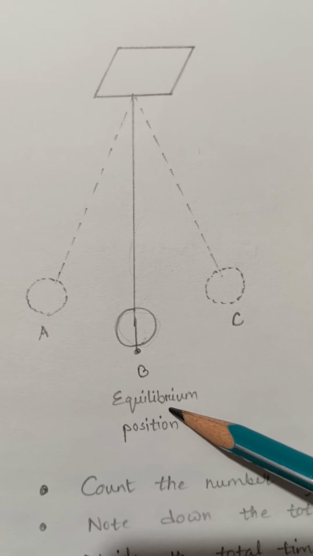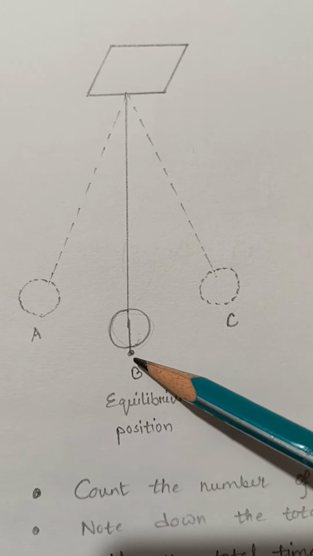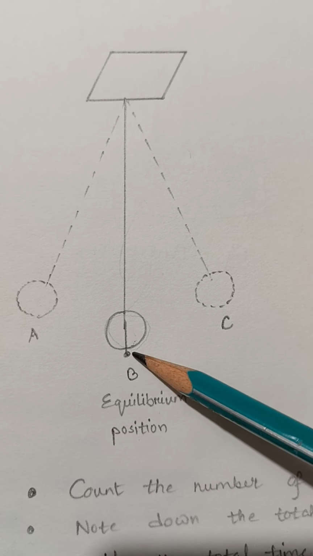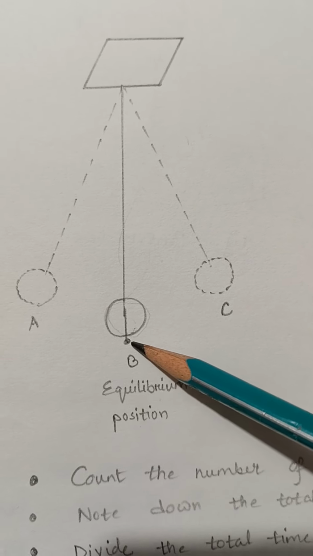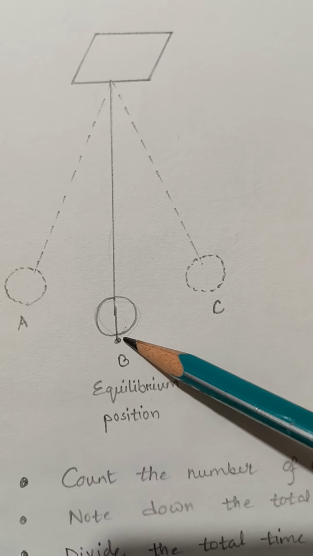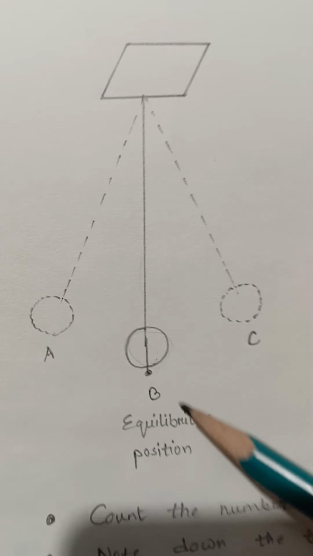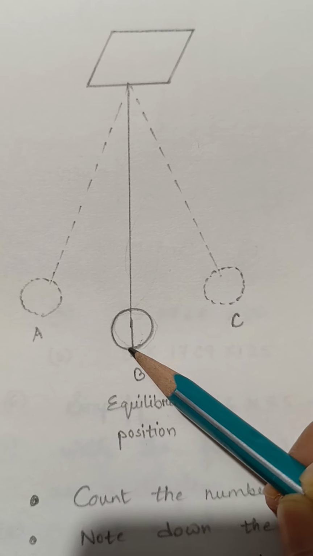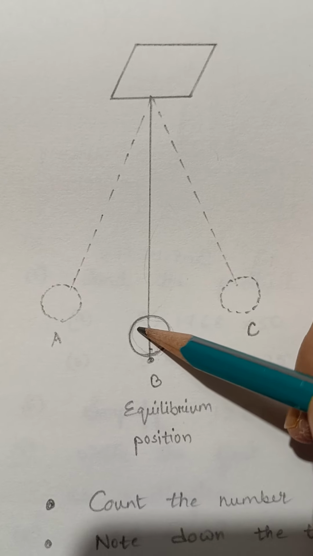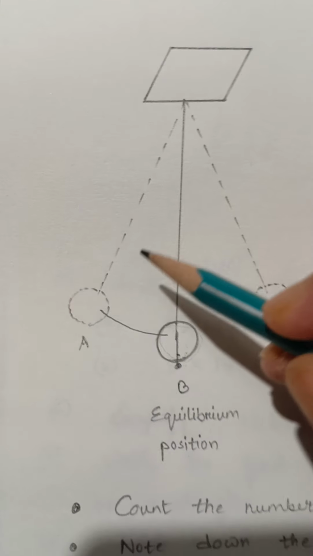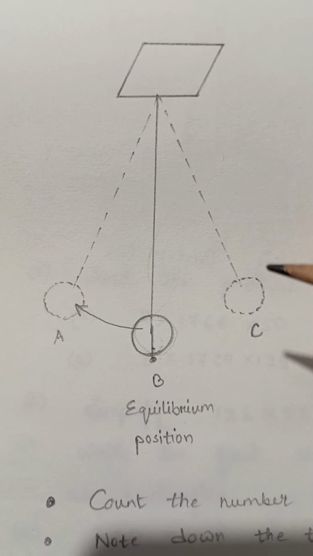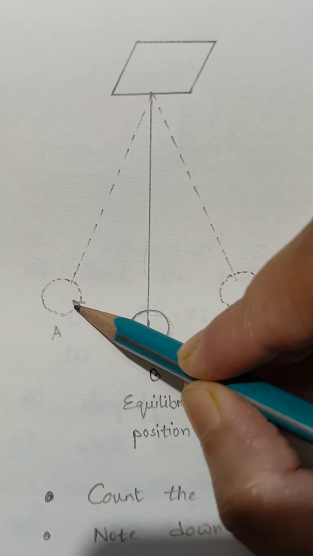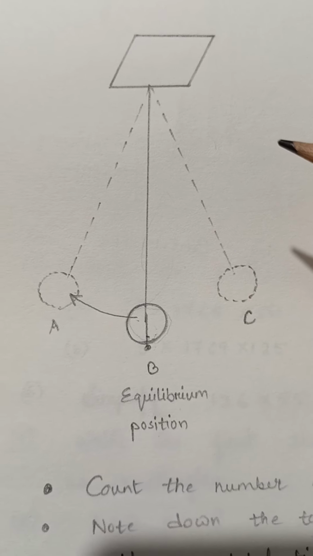So, how do you calculate the time period of this pendulum? First, you have to calculate the number of oscillations. And students, do you know what an oscillation is? Let me repeat one more time. This is the rest position of the pendulum. If you take this bob to position A and you leave the bob, what will happen?